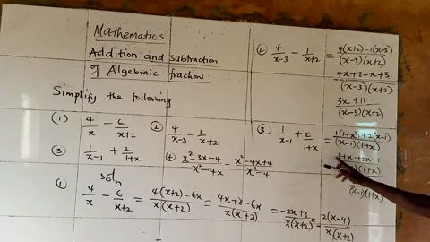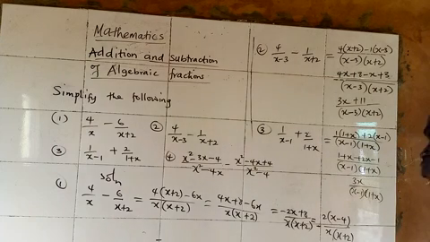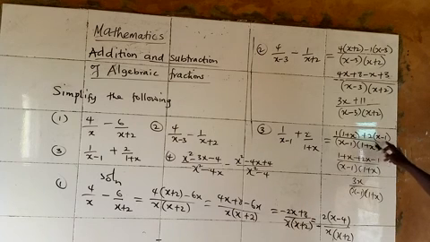When you open the bracket, we are going to be having 1 plus s plus 2s, because the 2 will open here, it's going to be 2s.